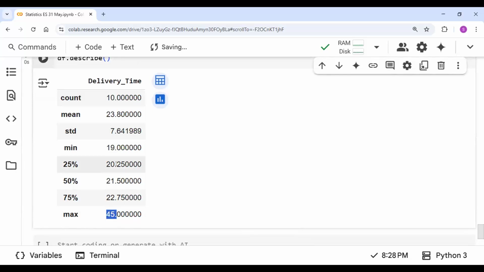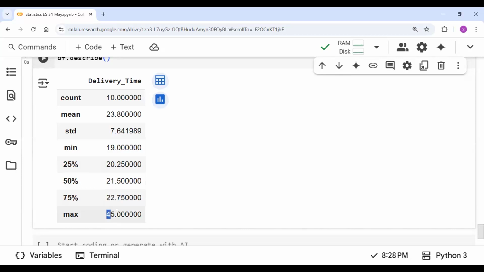You can see the 25th percentile of data lies within values of 20, less than or equal to 20 minutes. So for the first 25 percentile of data, the delivery time is going to be less than 20. For the 50th percentile, the delivery time is going to be less than 21 minutes. And for the 75th percentile of the data, the delivery time is going to be less than 22. So up to the 75th percentile of your data, the delivery time is going to be less than or equal to 22 minutes.